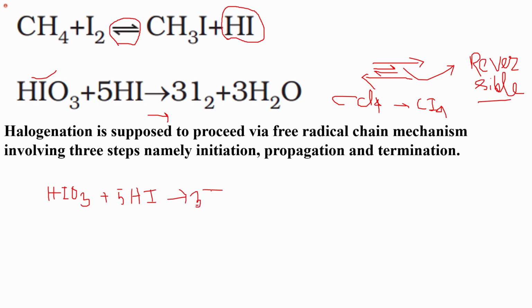Now you have to match the number of iodine, hydrogen, and oxygen atoms. You can see HIO3 here. Hydrogen is 1 and 5 hydrogen is here, so total 6 hydrogen. Iodine is 1 and 5 iodine, so total 6 iodine, and this side is also 6 iodine.